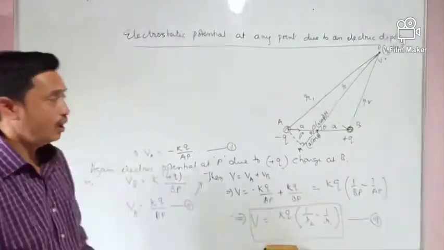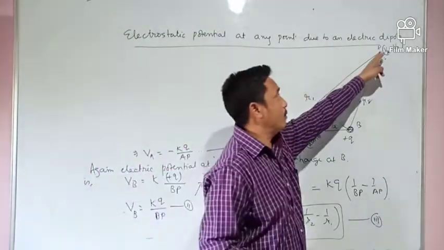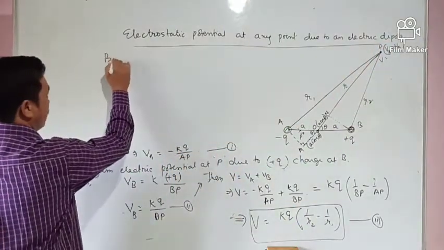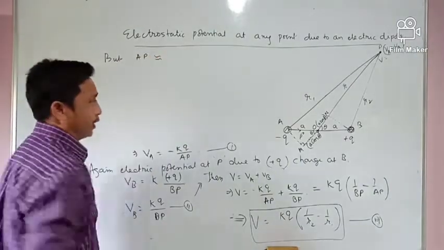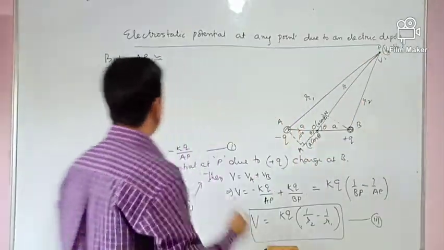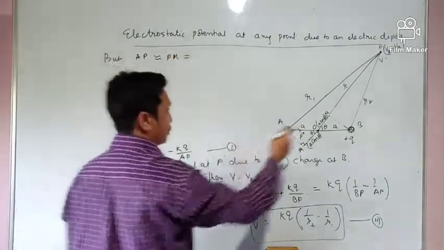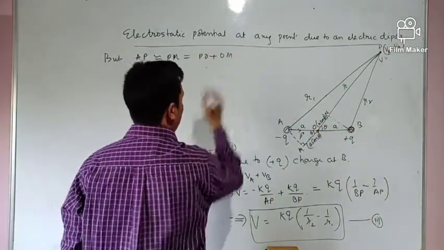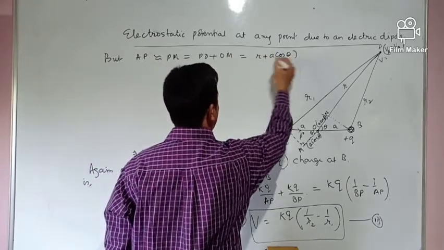Okay, now look at this. So in practice, what do we observe? We observe that if the point P is a little bit far, then AP is approximately equal to PM. What is PM equal to? This is PO plus OM, which is equal to R plus A cos theta.